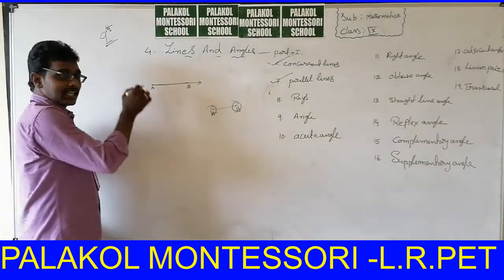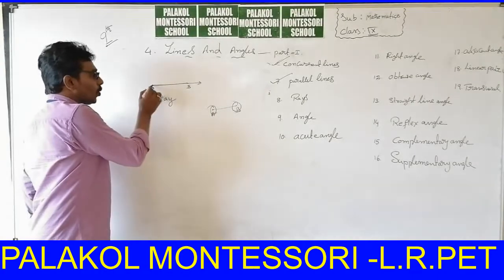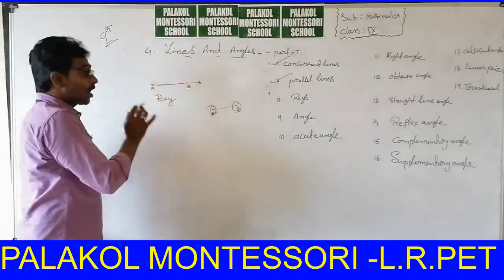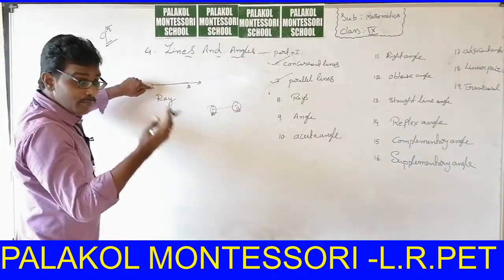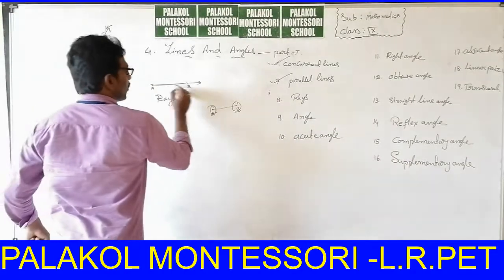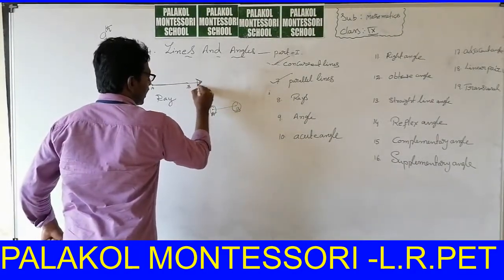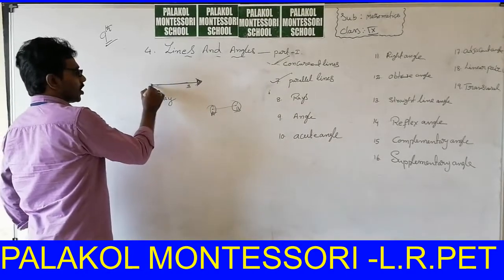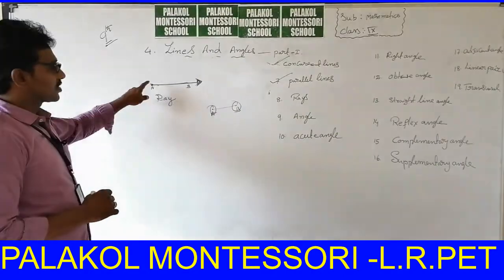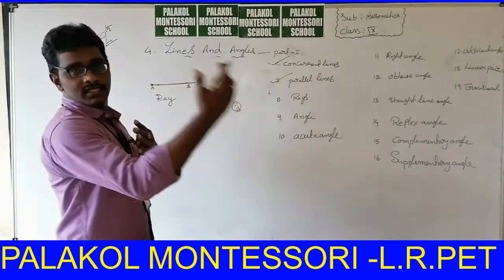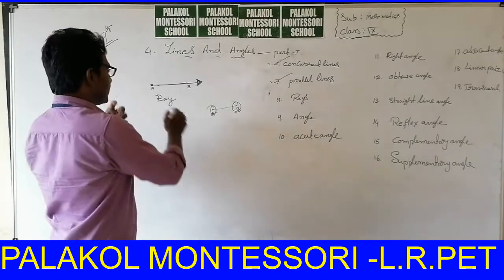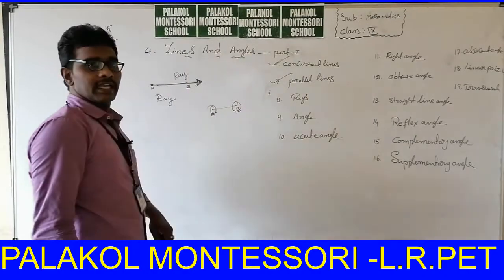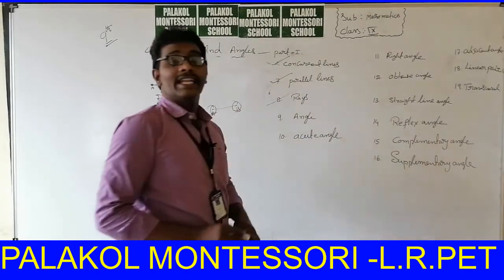But in the ray case, guys, please see, only one end is there. The starting point is there, it is not an end. Starting point is there and the other side is endless. Why? It forms an arrow on the other side. So this line is called a ray. A is the starting point, it is not an end. The other side is endless. So this line is called a ray.